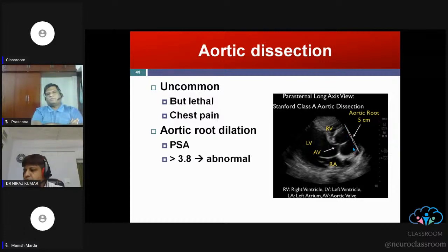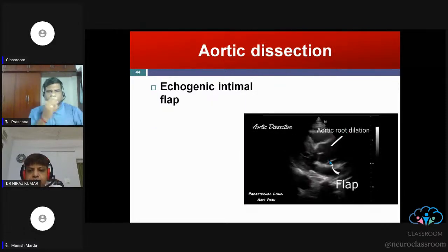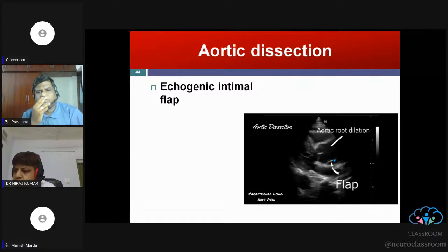Remember, the aortic root diameter is normally 2 to 3 centimeter. But if it is more than 3.8 centimeter, that's an indication that the aortic root is dilated. In this image, you can see that the diameter of the aortic root is 5 centimeter. That is one feature. Another feature is that sometimes you may find an aortic flap, an intimal echogenic flap. So the two characteristic features of aortic dissection are a dilated aortic root and possibly an echogenic intimal flap.